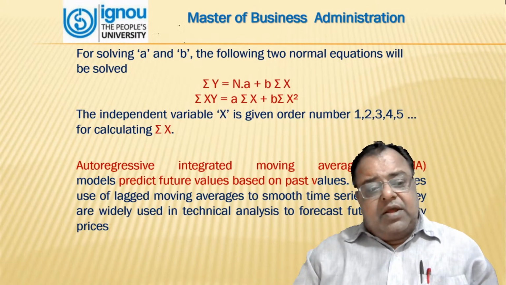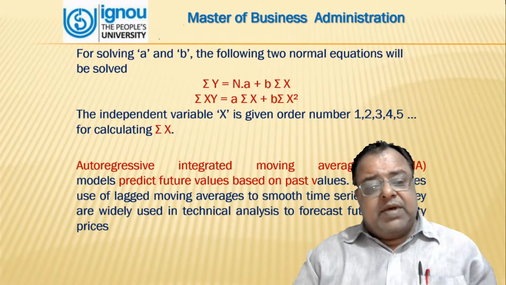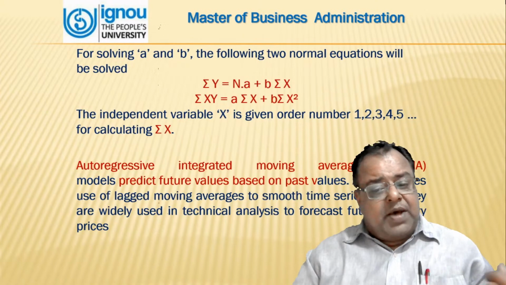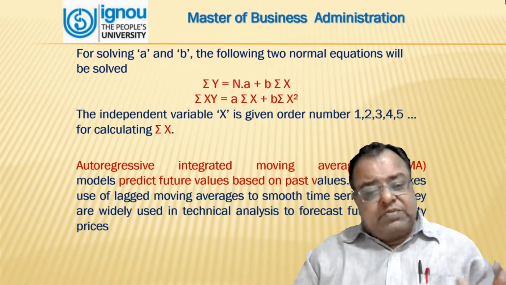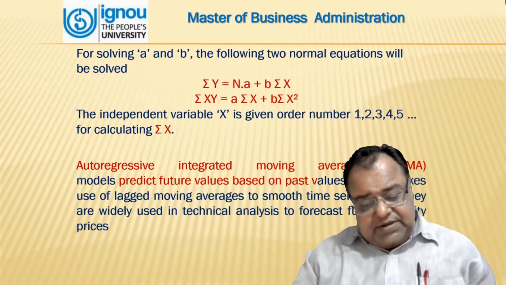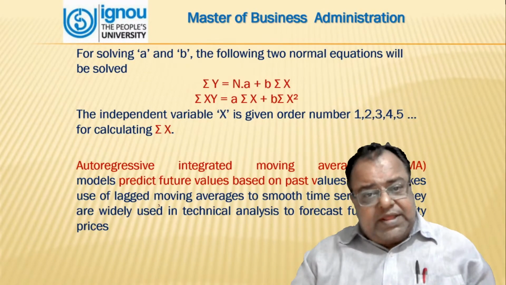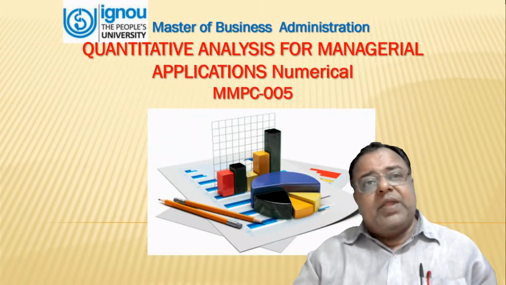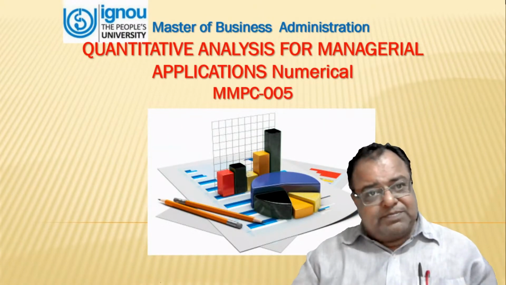Then comes auto-regressive integrated moving average, that is ARIMA. This model predicts future values based on past values. ARIMA makes use of lagged moving averages to smooth time series data. They are widely used in technical analysis to forecast future security prices. With this, we have completed our blocks.